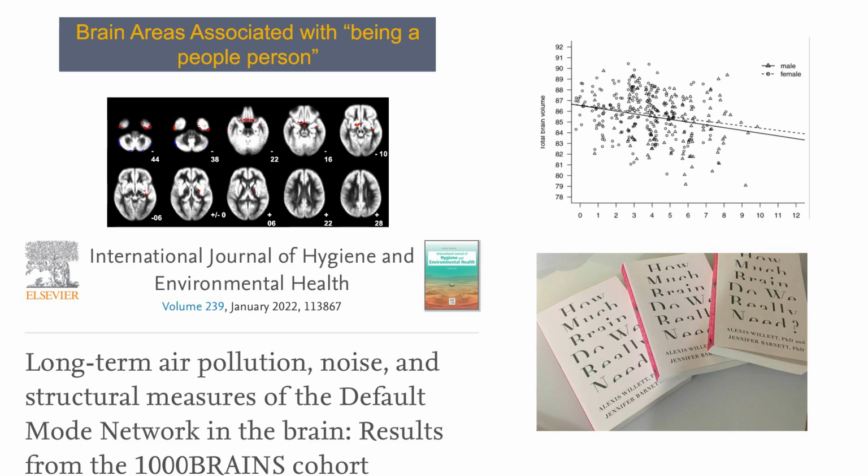I've done a lot of these observational studies in brain imaging. This is one of mine, brain areas associated with being a people person, a correlative study. Here's another one, not mine, looking at the relationship between air pollution and brain changes. Earlier, Professor Gorek showed one about TV time and brain structure. So there are all these associations, but where's the causality?